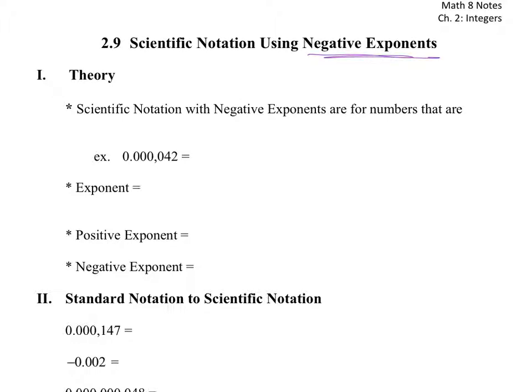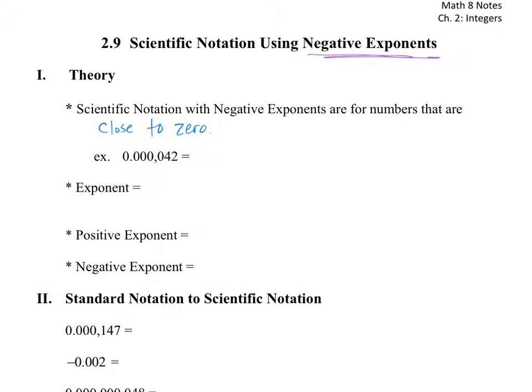So when we have 3.27 times 10 to a power, that power is now going to be a negative number. It'll be times 10 to the negative 2, times 10 to the negative 7. So we'll have a negative before that exponent number. If you have a negative exponent, that's scientific notation with negative exponents. They're for numbers that are close to zero.